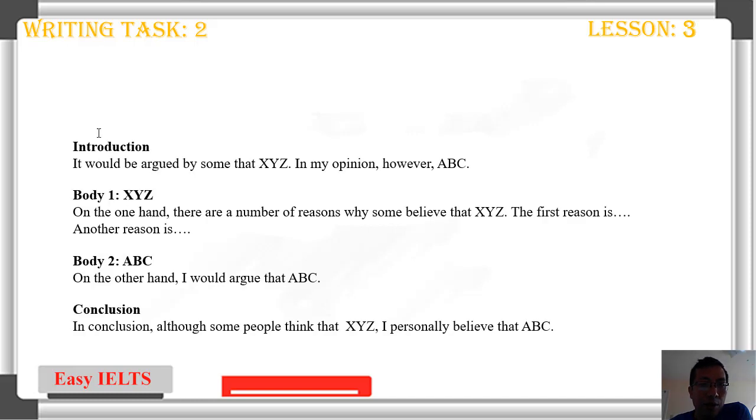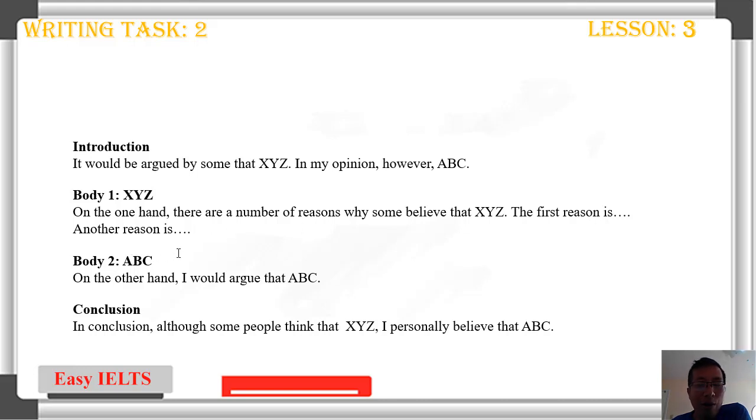And the structure that we use is, for the introduction, you can say something like, it would be argued by some people that XYZ; in my opinion, however, ABC. In Body 1, you try to talk about XYZ. For example, you can start with, on the one hand, there are a number of reasons why some people believe that. The first reason is, another reason is.